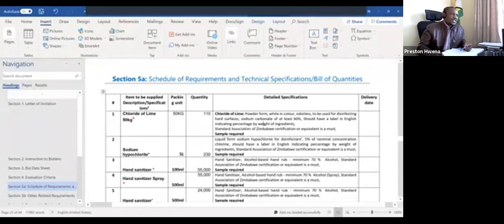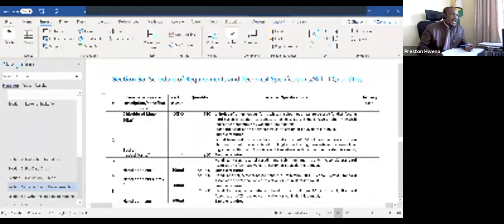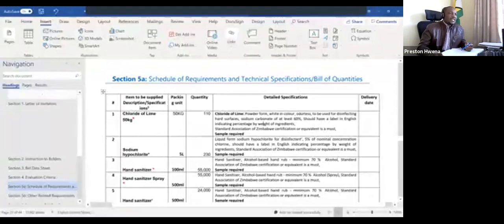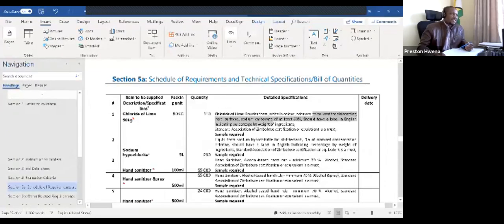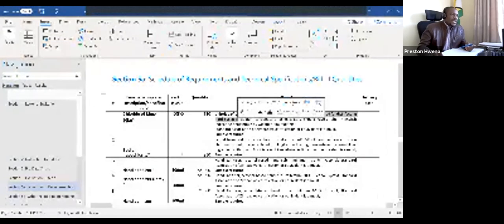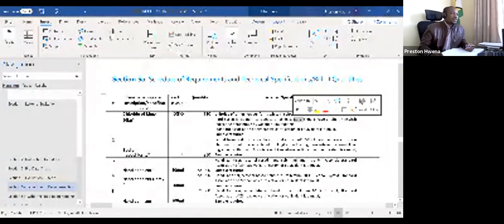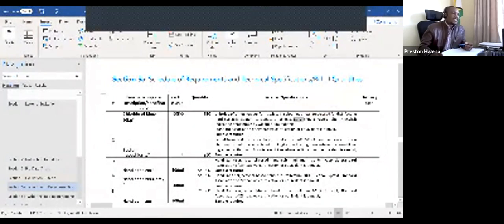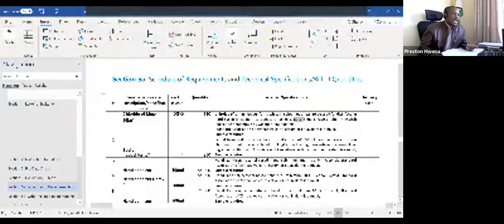So we are saying, we are looking for this in powder form, white in color, should be odorless, and this is going to be used for disinfecting hard surfaces. Sodium carbonate of at least 60% itself. And normally this is authenticated by the certificate of analysis. If you are a manufacturer, you understand that for every production that you run, you have what you call a certificate of analysis. And we need this certificate of analysis.